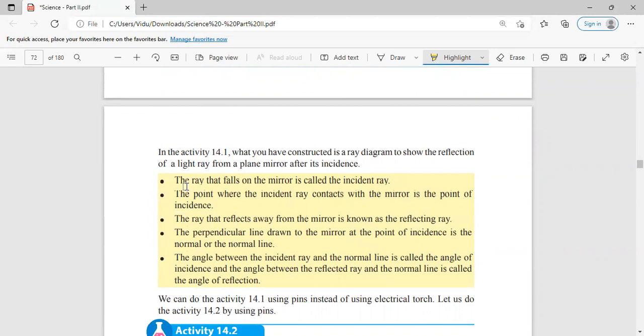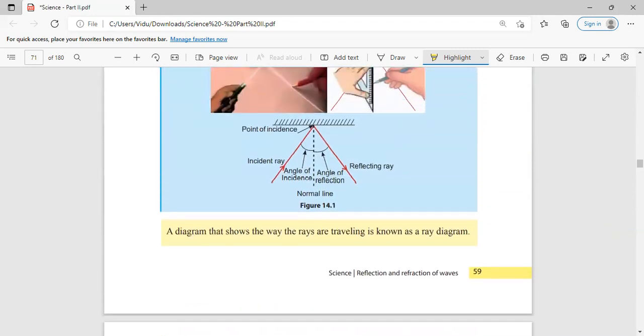The ray that falls on the mirror is called the incident ray. The point where the incident ray contacts the mirror is called the point of incidence. The ray that reflects away from the mirror is known as the reflecting ray. The perpendicular line drawn to the mirror at the point of incidence is the normal line. The angle between the incident ray and the normal line is called the angle of incidence, and the angle between the reflected ray and the normal line is called the angle of reflection. Let's see with the diagram.